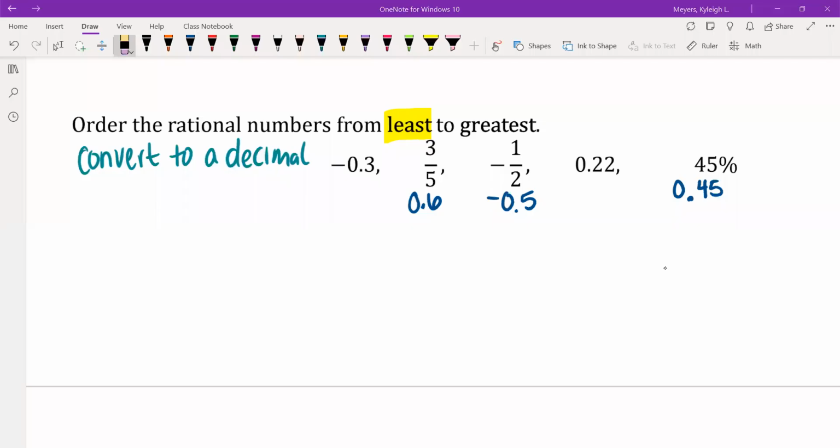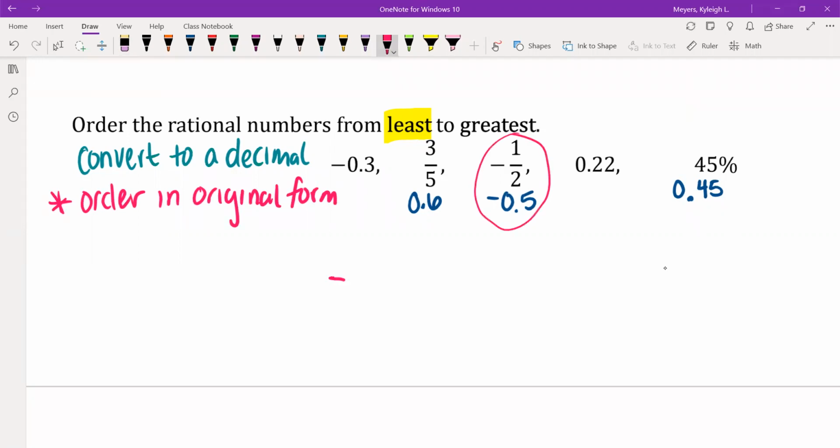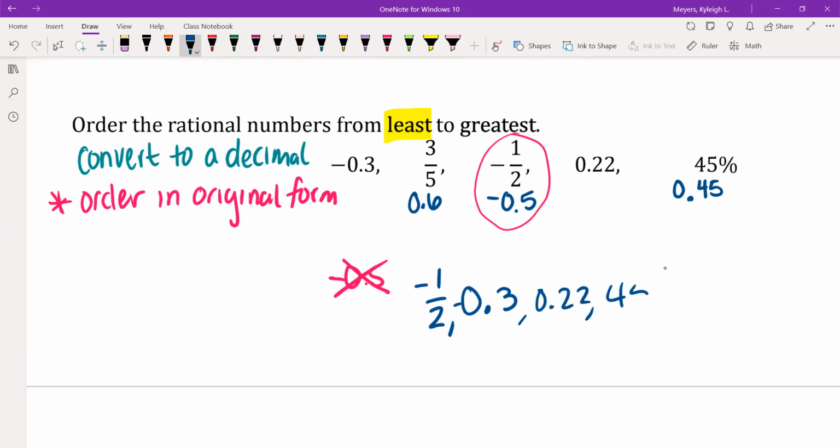So once you convert them to decimals, you have to order them, but remember, you have to order them in original form. So what I mean by that is this first one should be this. So I'm not going to put 0.5. Okay, I'm going to put -1/2. And then I'm going to put -0.3. And then I'm going to put 0.22. And then 45%, not 0.45. And then 3/5. Okay, so put it in original form using whatever, not the converted decimals. Okay, if you have questions, ask in class.